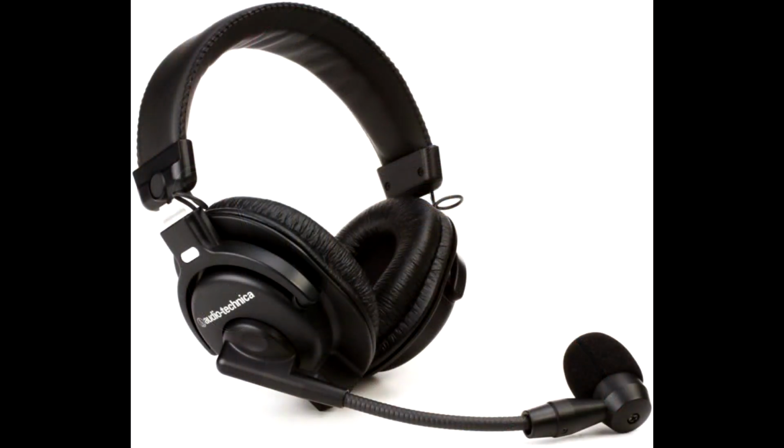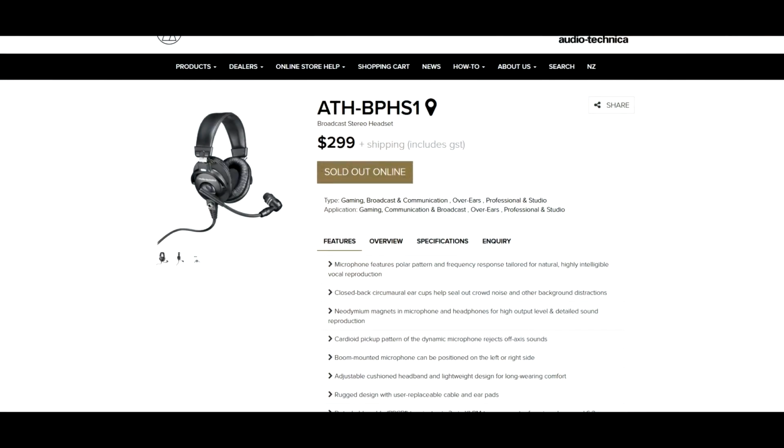Another thing you could consider is gamer or broadcast headsets. These are generally headphones and microphone in one. I have an Audio Technica one, and it's just bloody brilliant. I absolutely love it. There are a few things I love about it. The first is it has really soft headset pads, so it feels really comfortable on the ears. If you're wearing it all day, it's not going to cause you any discomfort.